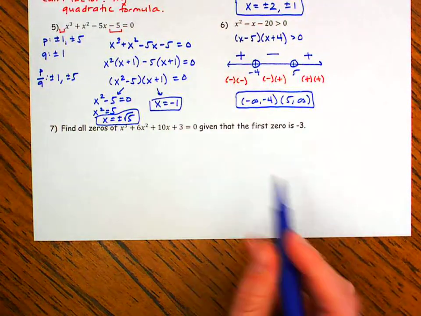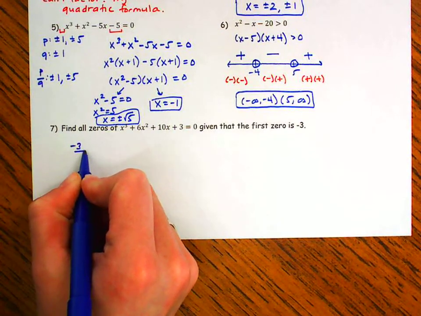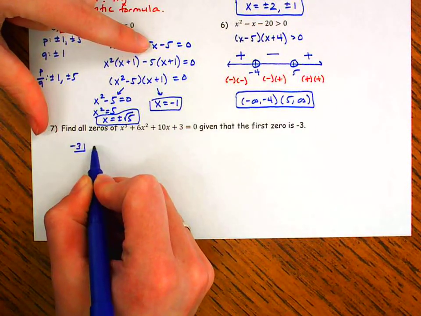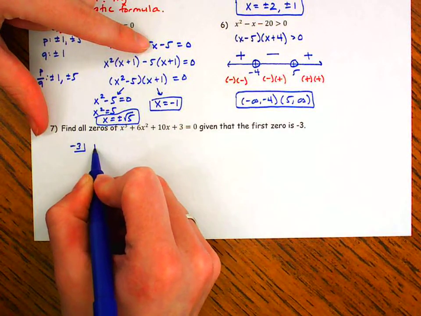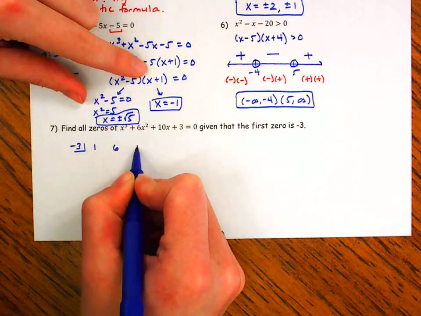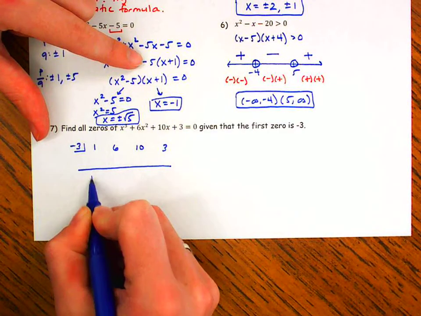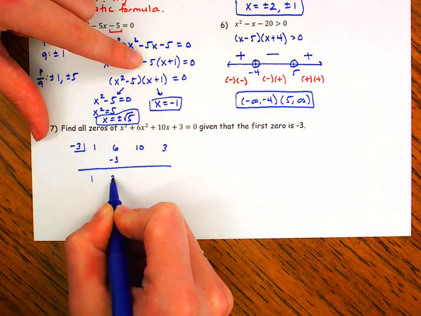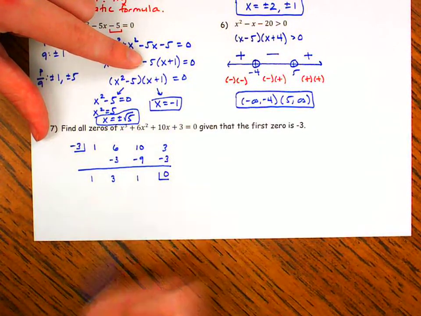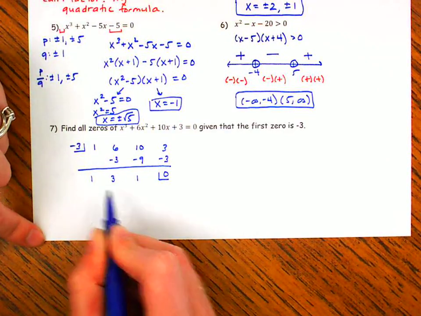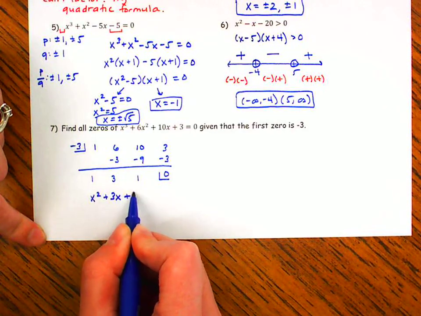Number 7 asks us to find all of the zeros, given that the first 0 is negative 3. Well, when we have the first 0, the first thing we want to do is use synthetic division to factor that out. So my coefficients are 1, 6, 10, and 0, so this should come out with a remainder of 0. So multiply by negative 3, multiply by negative 3, multiply by negative 3. Fantastic. So this leaves me with x squared plus 3x plus 1.